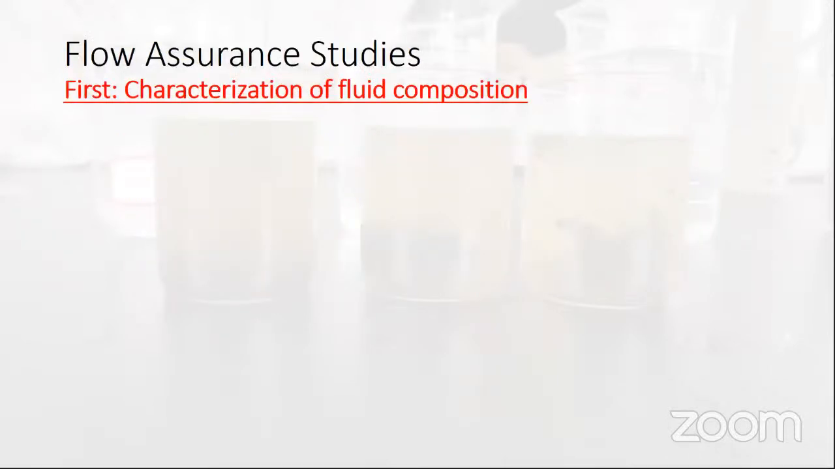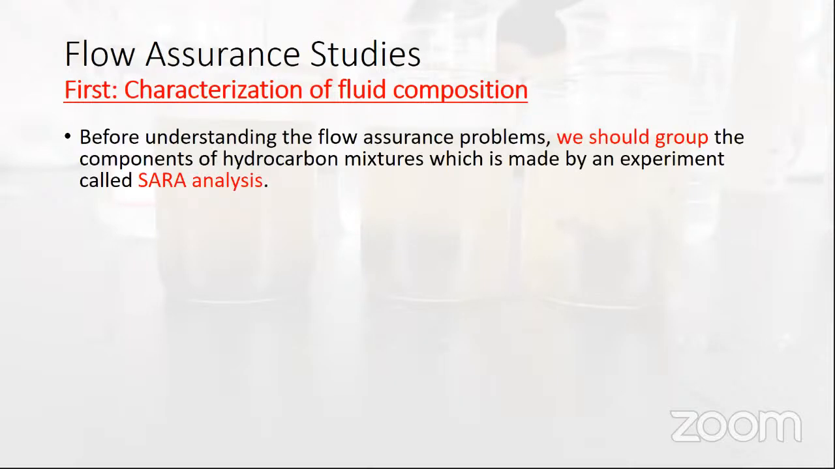The second step in the strategy for flow assurance studies is that we should characterize the composition of the reservoir fluid. As we know, the first step in the reservoir fluid composition and characterization is making a flash test. This flash test will indicate the component mole percent for the reservoir fluid. But for the flow assurance studies, we are not concerned with each component. We are concerned with each group of this composition of the reservoir fluid, which is made by an analysis called SARA analysis.